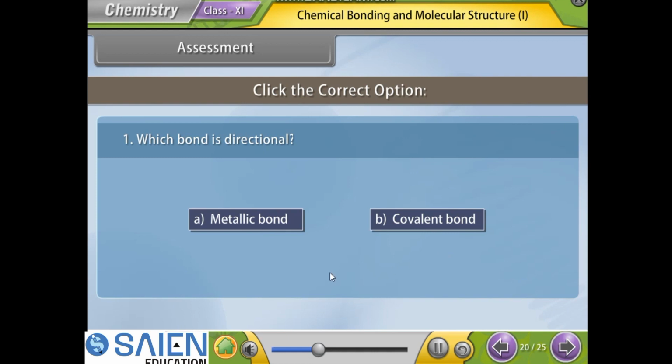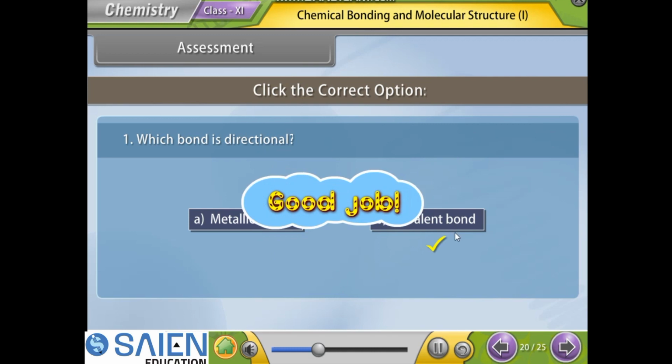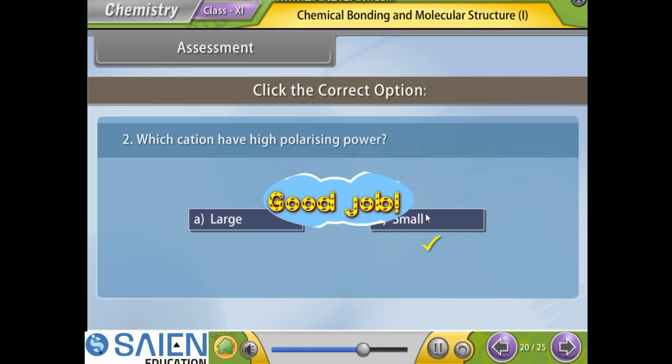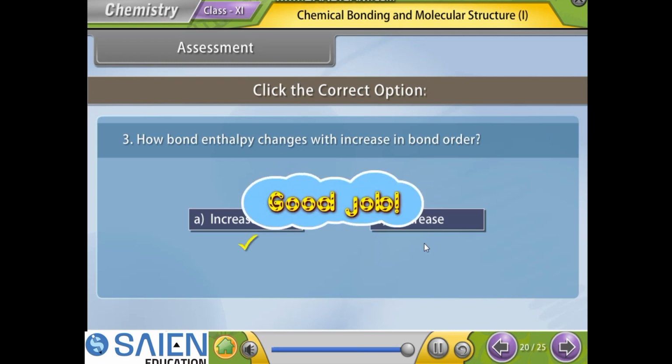Assessment. Before proceeding further, let us know how much have you learned. Click the correct option. Try again. Good job. Good job. Good job.